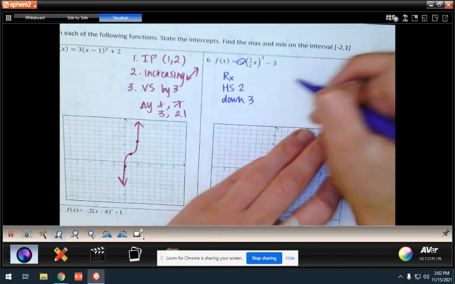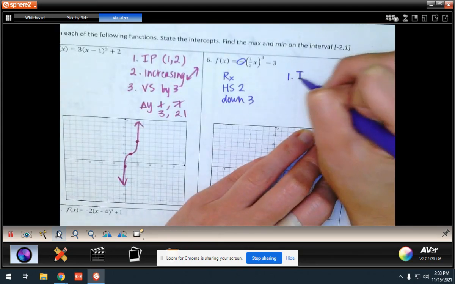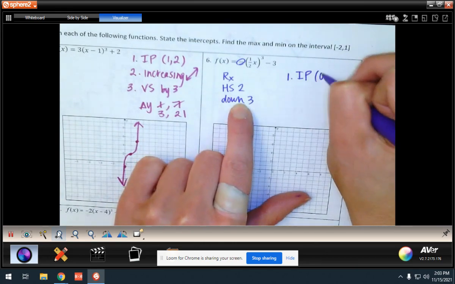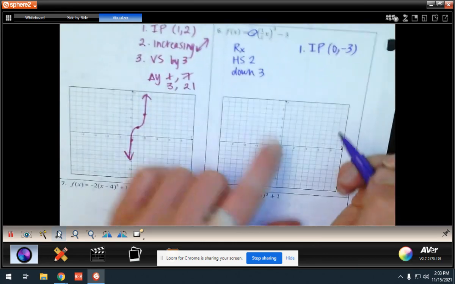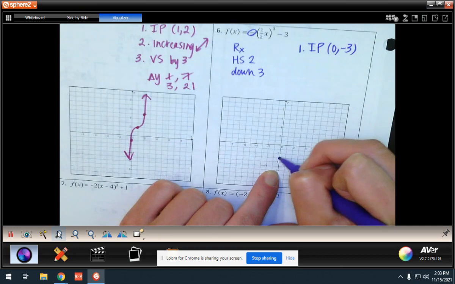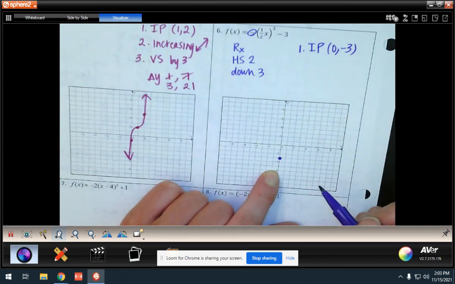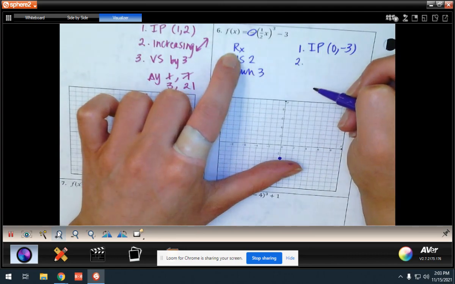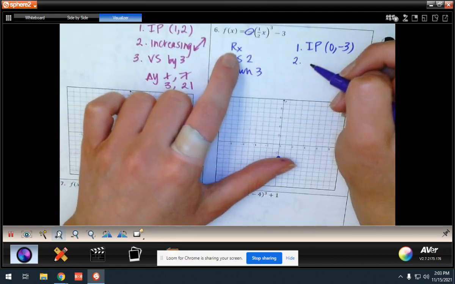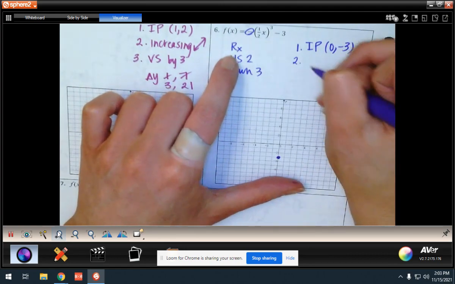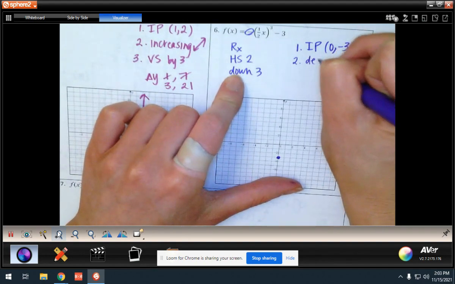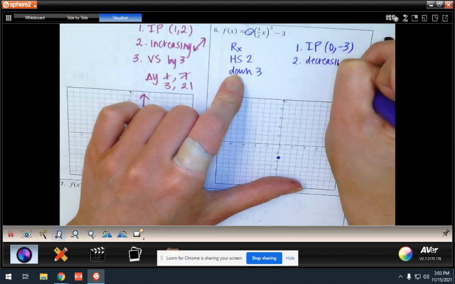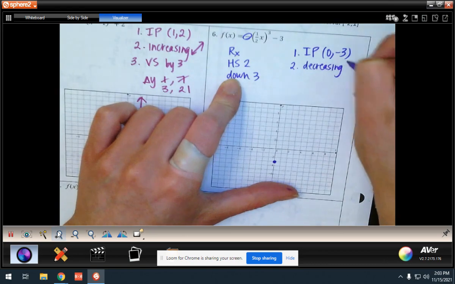Okay, so step 1, the inflection point I know is going to be 0, -3. So let's plot that, 0, -3. Step 2, because we have a reflection, it doesn't matter which axis it's across, because there's only one, it's decreasing.